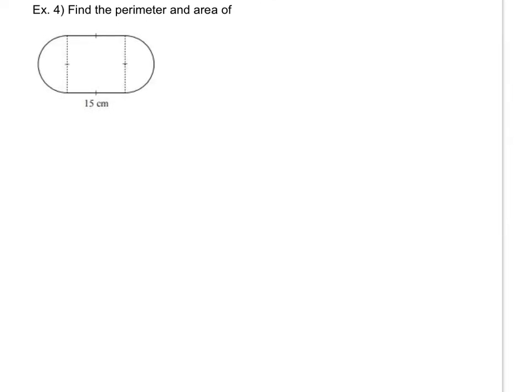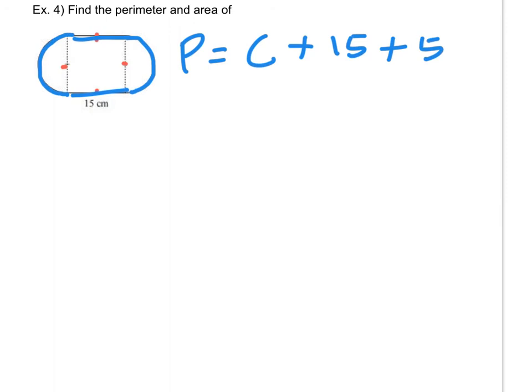Perimeter and area. You see the way that this 15 here is marked with this little dash? That means the other sides are marked with the same type of dash, so they're all 15 as well. First up, for perimeter, we have this, which is half a circle, and this, which is half a circle. If we add them together, it's actually the perimeter of a full circle, which is the circumference of a circle. And then we have to add on this 15 and this 15. So the perimeter equals the circumference of a circle plus 15 plus 15.